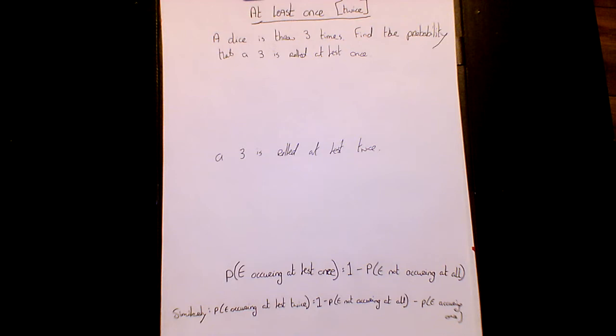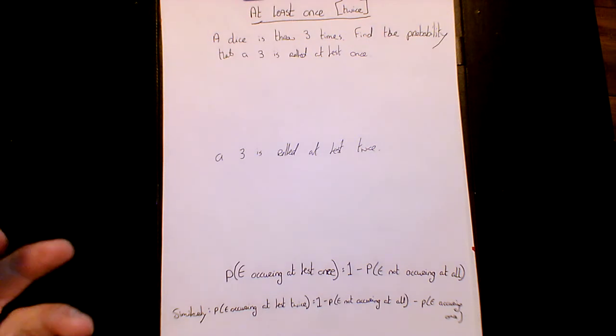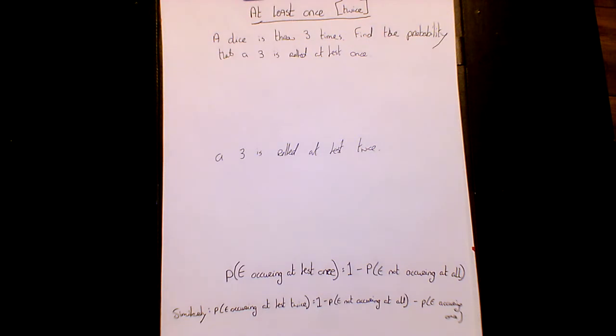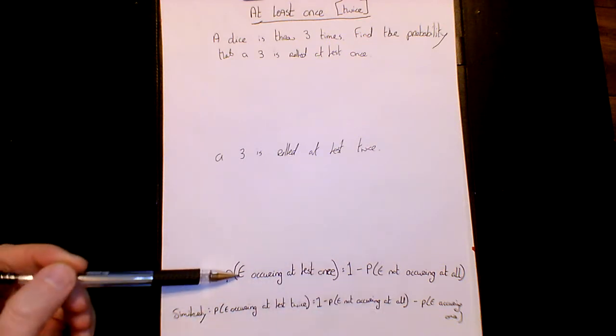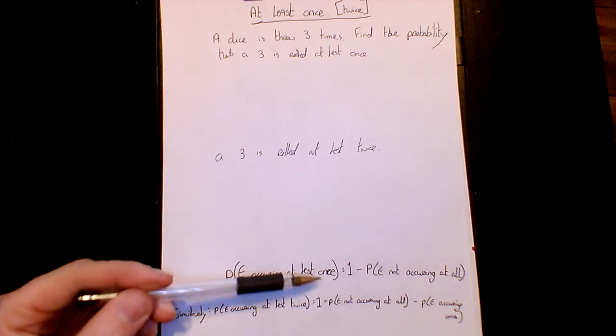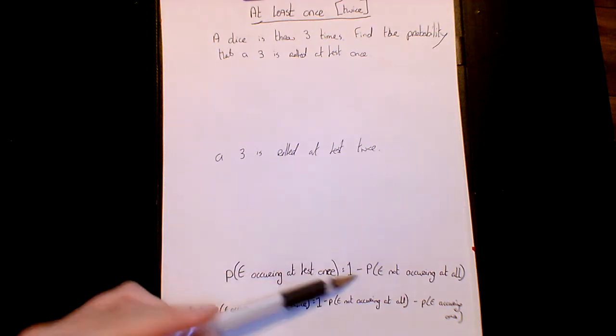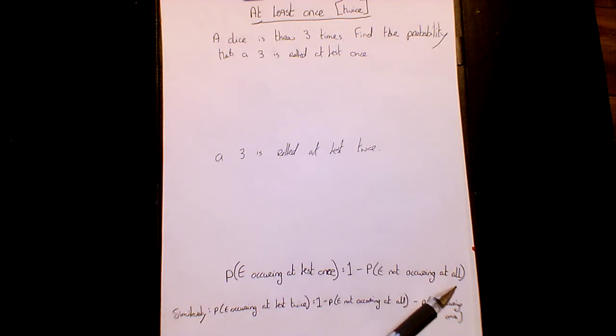Sometimes they'll ask you to find the probability of an event occurring at least once or at least twice. If you just look down here, you're going to need to know this, but it's something very simple. The probability of an event occurring at least once: you find the probability of the event not occurring at all, and then you minus it from 1. Similarly, if they ask you to find the probability of an event occurring at least twice, you find the probability of the event not occurring at all, and then the probability of the event occurring once, and you minus both from 1. Okay? It'll make more sense when I do this.